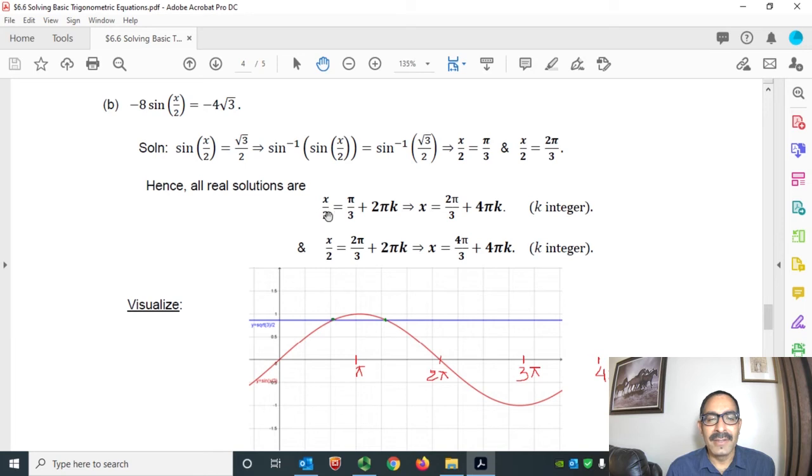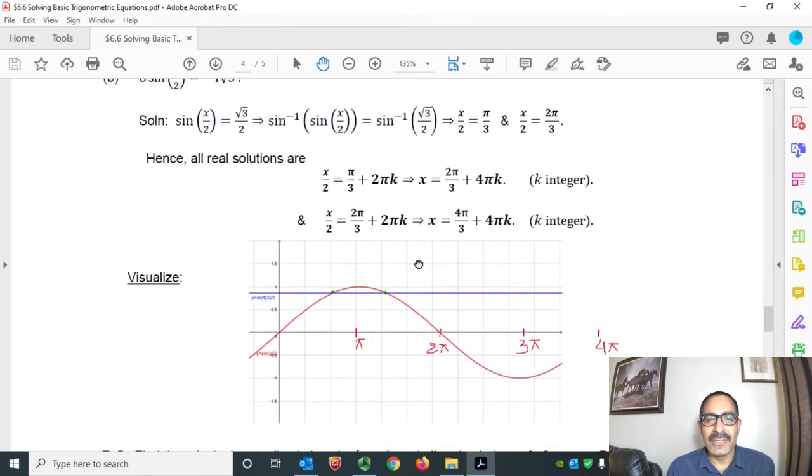So here, let's solve this here. Let's multiply both sides by 2. Then the left side is simply x. Then on the right side, 2 pi over 3 plus 4 pi k, which is here. Great. Similarly, on this angle, x over 2 equals 2 pi over 3 plus 2 pi k. Multiply both sides by 2. Then it turns out that x equals 4 pi over 3 plus 4 pi k. Awesome.